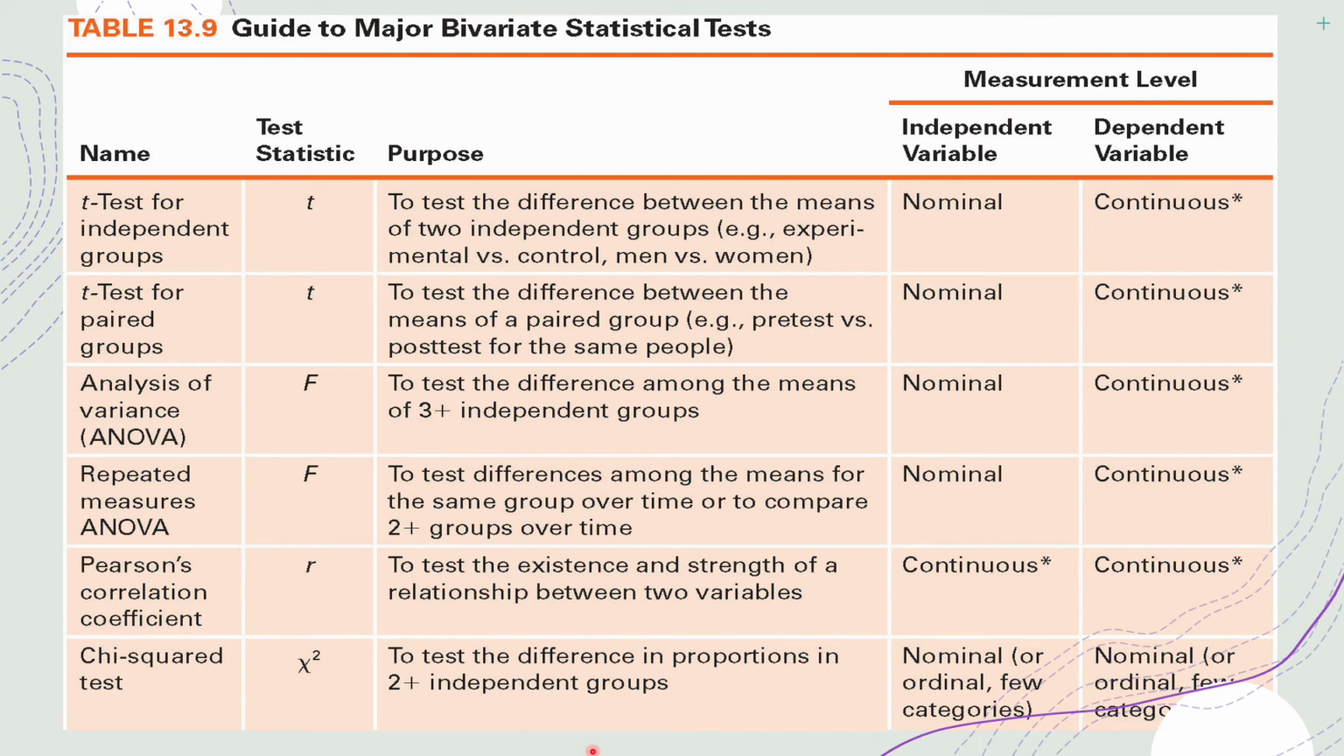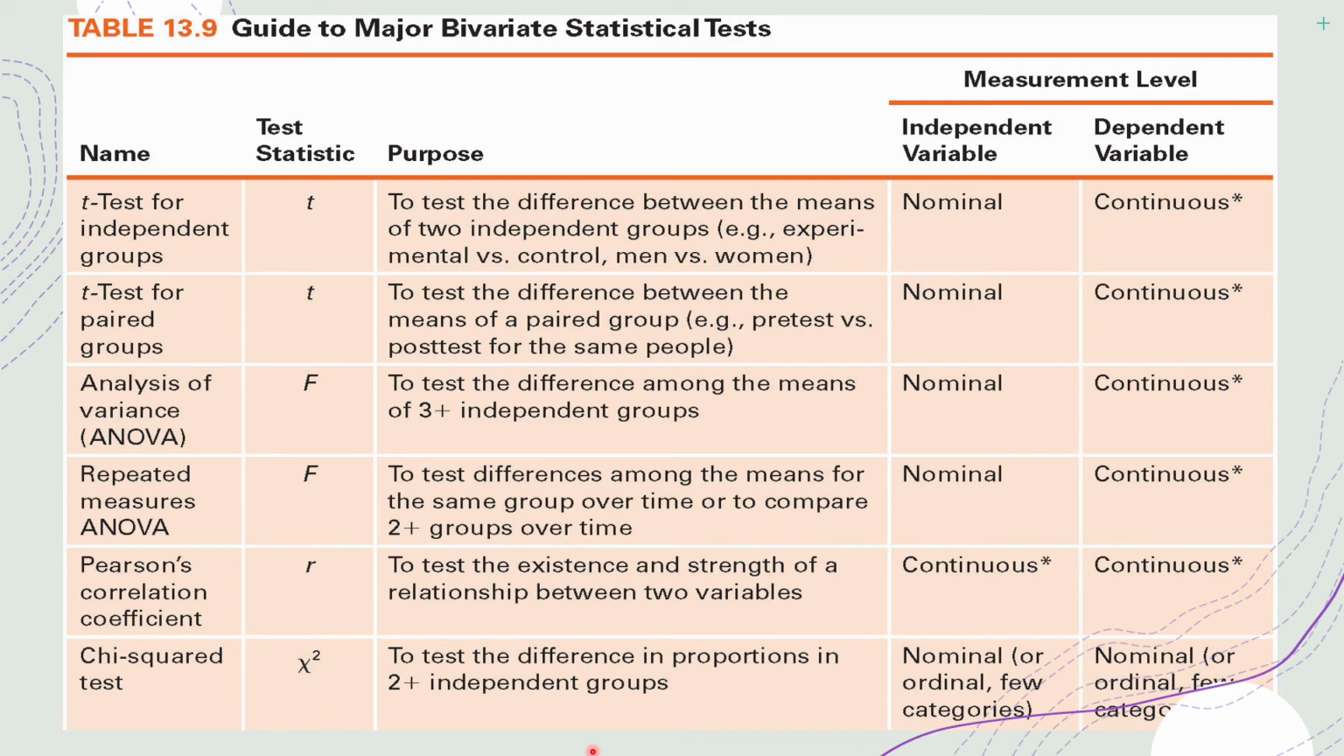For the paired groups, it tests the differences between the means of paired groups. So pre-test versus post-test. You essentially have the same people taking the pre-test and the post-test, so their results are paired together. And again, it's nominal independent variable and the dependent variable is continuous. The analysis of variance, which is called an ANOVA, you test the difference among the means of 3+ independent groups. Again, nominal. You will notice all these are pretty much nominal and continuous.